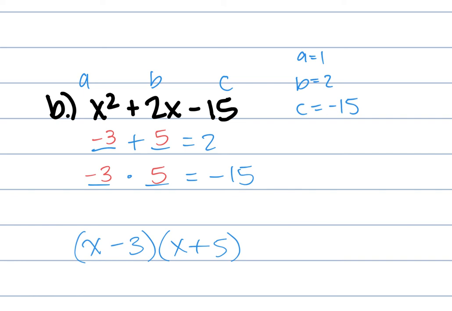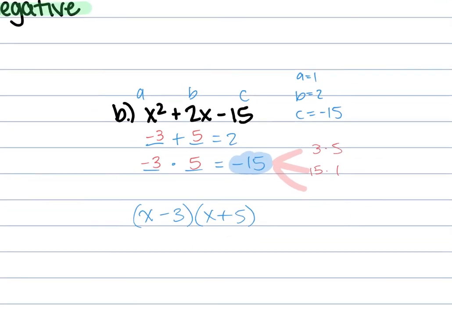Another way to help you is you could have taken this -15 and found all the factors, which would have been 3 times 5 and 15 times 1. I believe those are the only two. And you know it's not going to be 15 and 1 because their difference has to be 2. And the difference between 5 and 3 is 2. And you make the 5 positive because your B is positive. Okay? All right, go ahead and try C and D. Go.